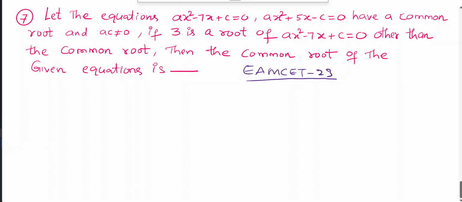This is seventh question, Eapcet 23 problem. Here is given, let the equations ax square minus 7x plus c is equal to 0 and ax square plus 5x minus c is equal to 0 have a common root, and AC not equal to 0. If 3 is a root of ax square minus 7x plus c is equal to 0, other than the common root, then the common root of the given equations is dash.